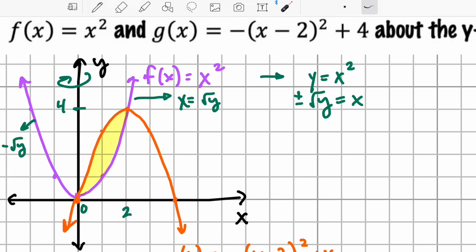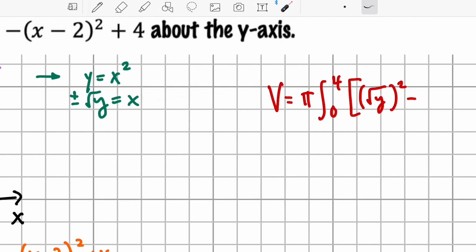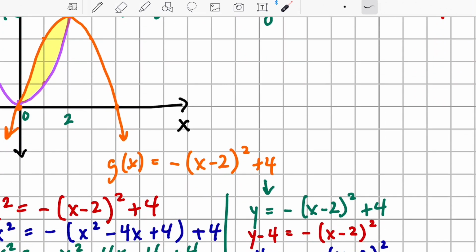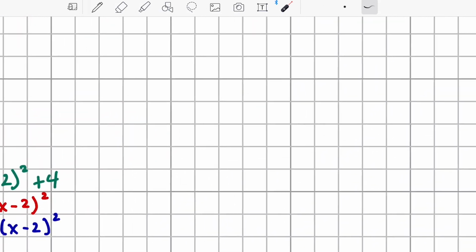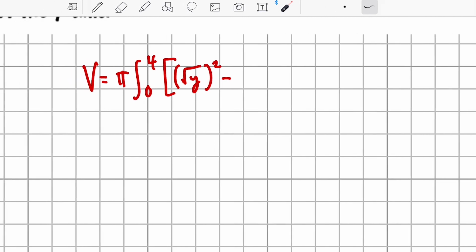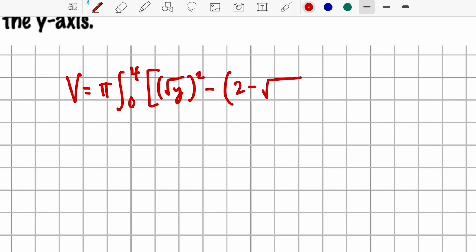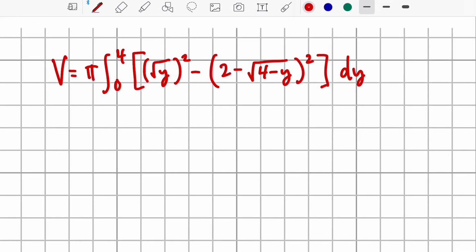If you don't see it, all you have to do is plug an x value into your function. The x would work better to see which side you get. So now this one is going to be, what was the function? Oh yeah, 2 minus square root of 4 minus y, in parentheses, squared dy.